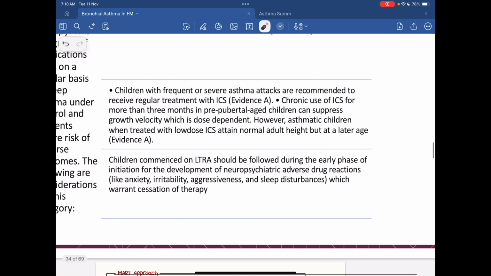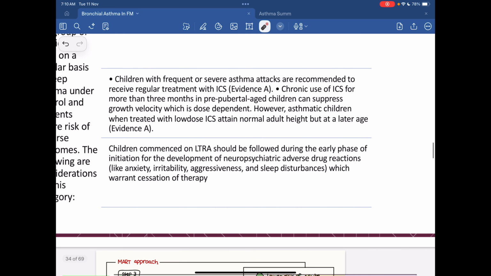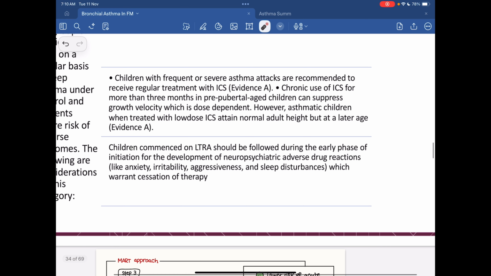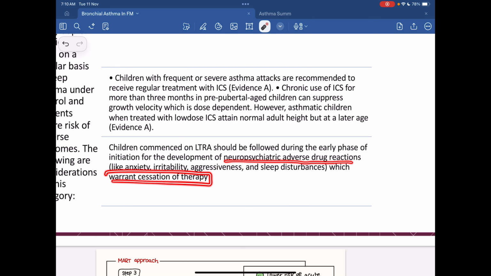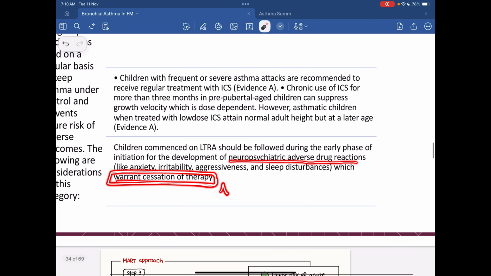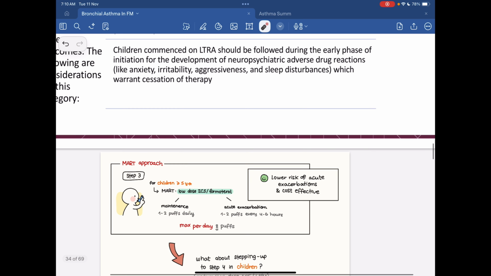So if any of the parents has a concern, you should know this. Children commenced on leukotriene receptor antagonists should be followed during the early phase of initiation for development of neuropsychiatric adverse drug reactions. The most common side effects are anxiety, irritability, aggressiveness, sleep disturbances. And if they develop a neuropsychiatric adverse drug reaction, just stop therapy. Stop. This is a nice place for a question.